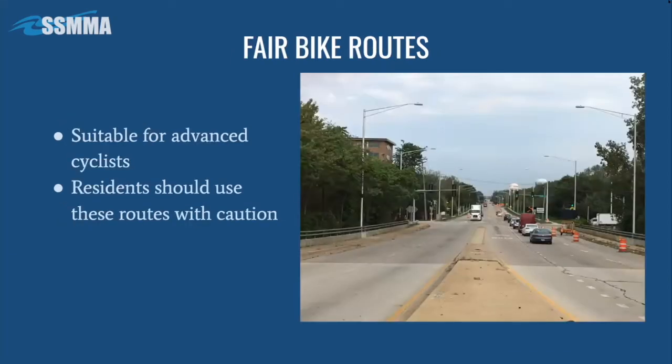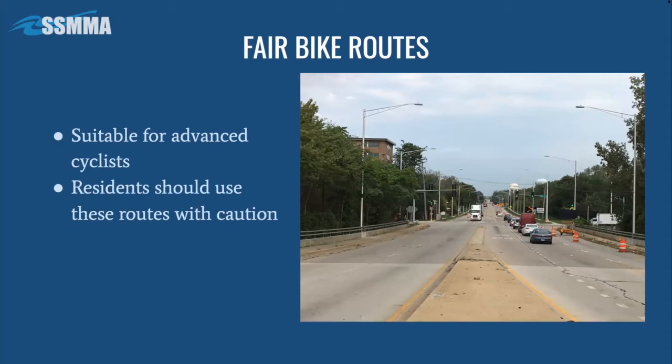Last but not least is a fair bike route. These are suitable for advanced cyclists. So this is an example of Kedzie Avenue near Robbins. And this is not a place that most people would want to ride their bicycle. It's not a route that you are going to be putting your children or your grandparents on, but one that is definitely for the advanced cyclist.